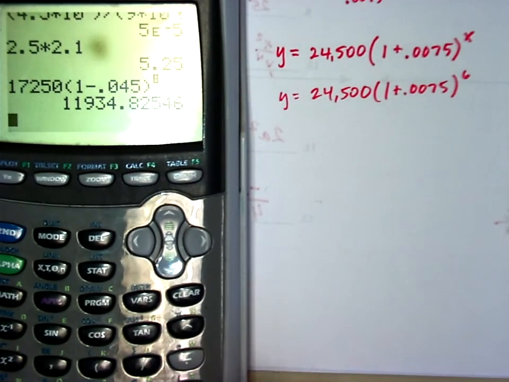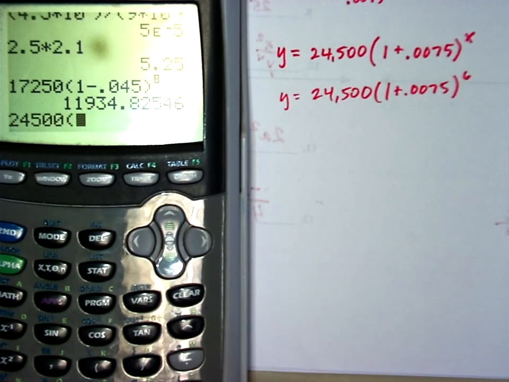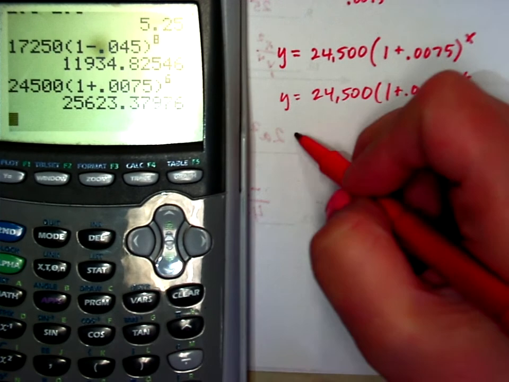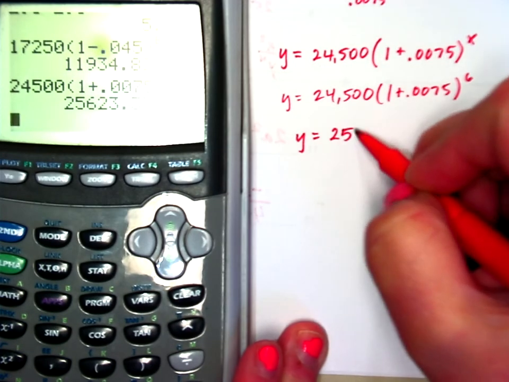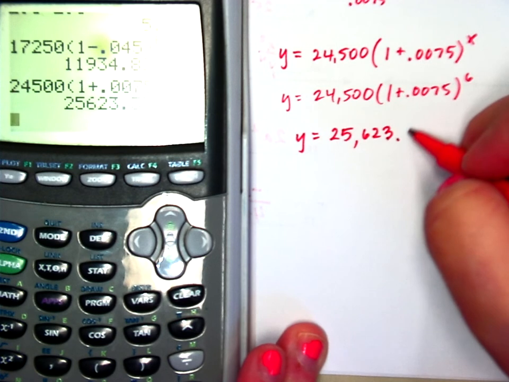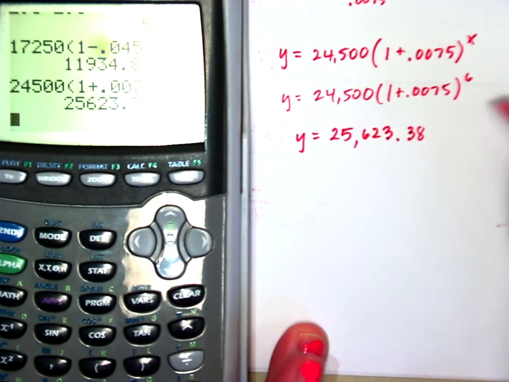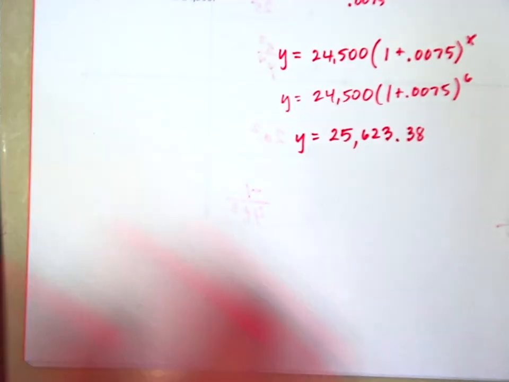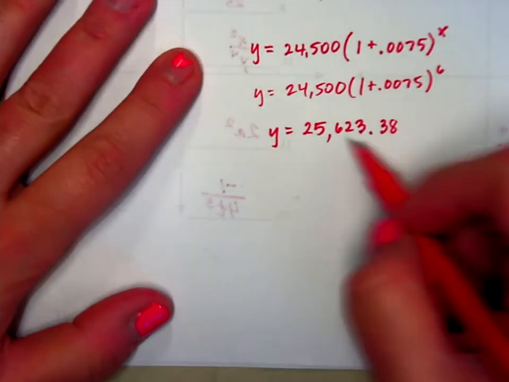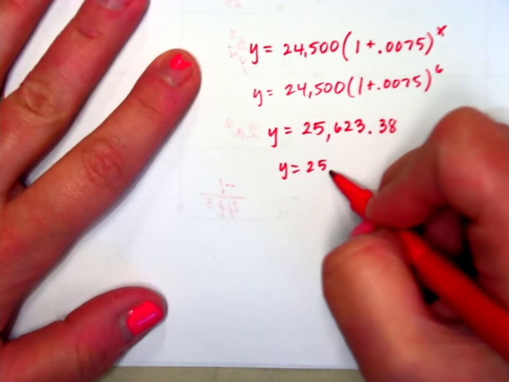Such a glare on there. So it looks like this population might be 25,623.38. Okay, you might put people on this, but you might even then just round it to the whole number, depending on what the directions ask you to do.